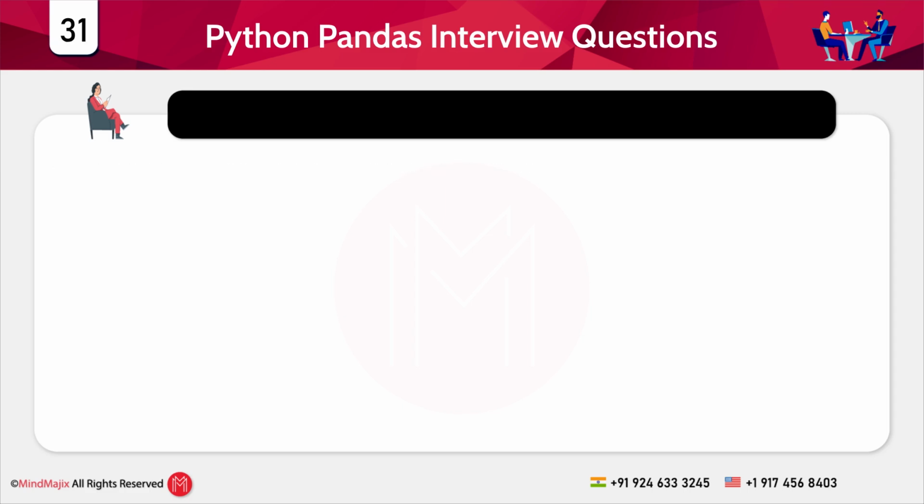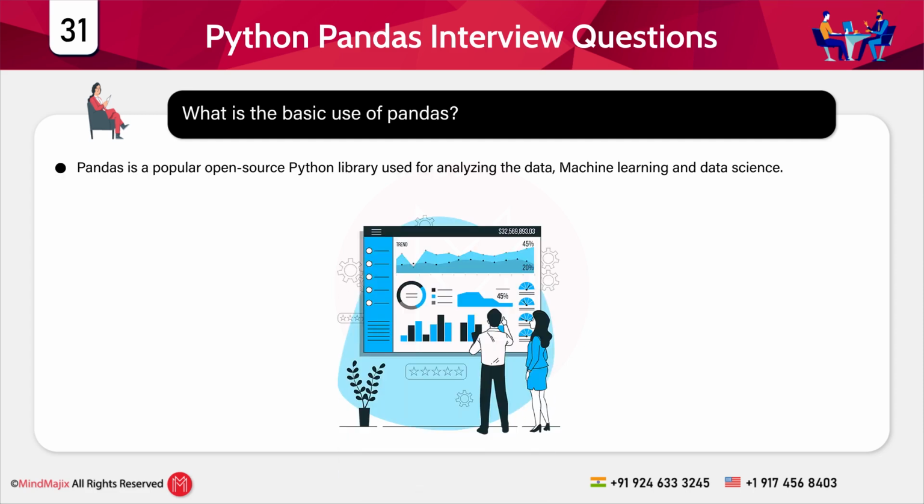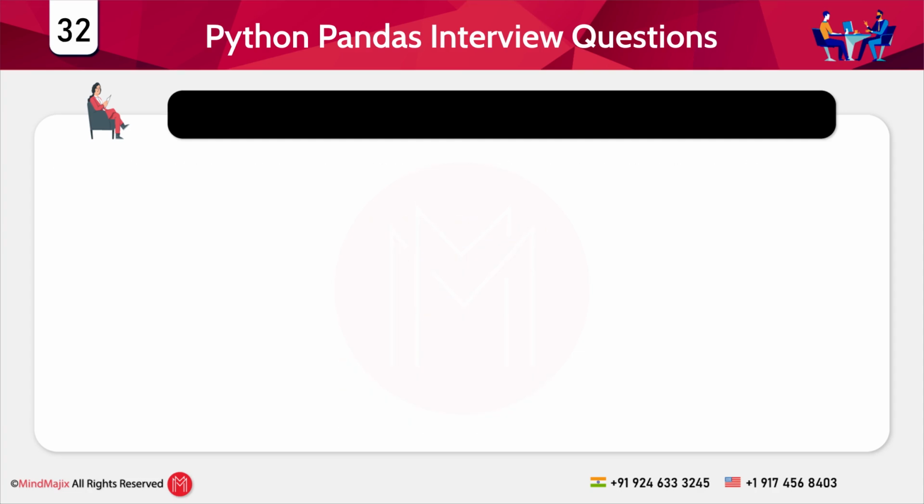So guys, with this we have covered the advanced level of questions related to pandas, and now from question number 31 onwards, we will be covering the most frequently asked short and simple questions of pandas. The question says, what is the basic use of pandas? Pandas is a popular open source Python library used for analyzing the data, machine learning algorithms, and data science applications.